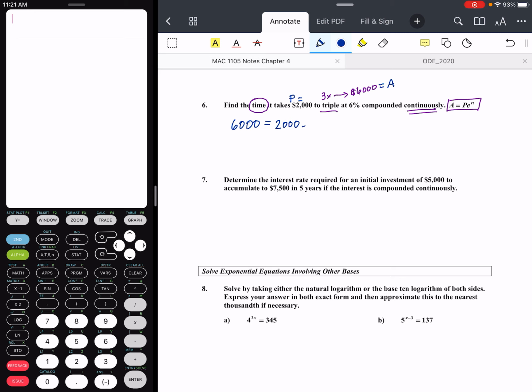e is our base, so I'll write down that e, and then raised to the power r times t. We know our interest rate is 6%, so r is going to equal 0.06 as a decimal, and then t is the unknown. Remember that we're looking for the time it takes, so t is our unknown. So that's the equation we're trying to solve.